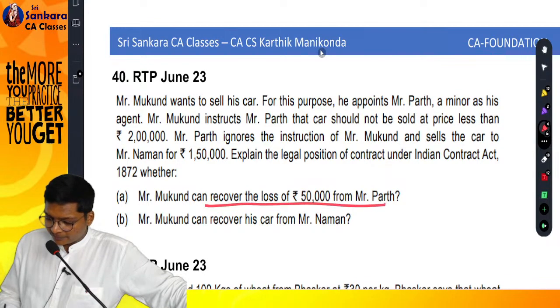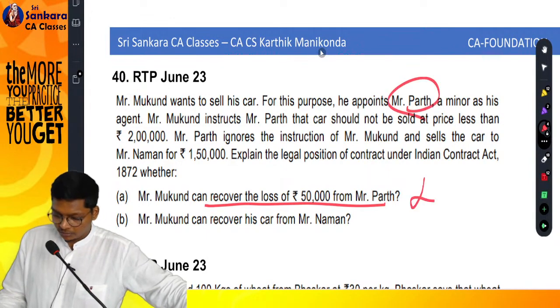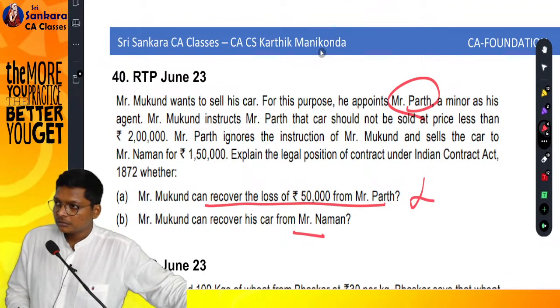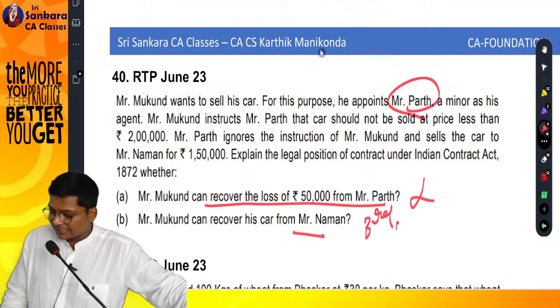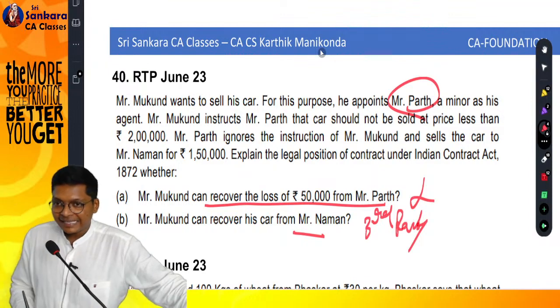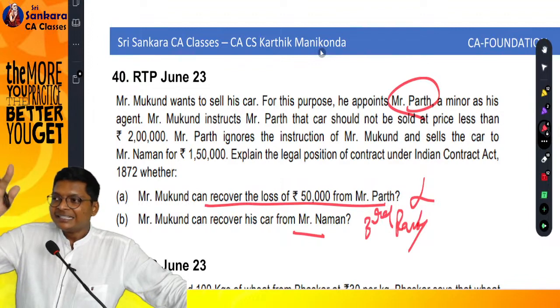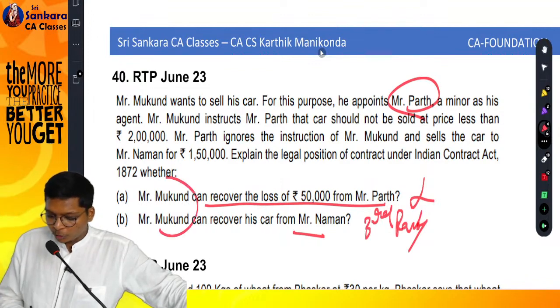Can Mukund recover from Parth? Parth is the minor. So you cannot recover from a minor. Can he recover from Naman? Naman is the third party who is buying in good faith from the agent. Sale by mercantile agent, if the conditions are satisfied, sale is valid. Therefore, what can Mukund do?